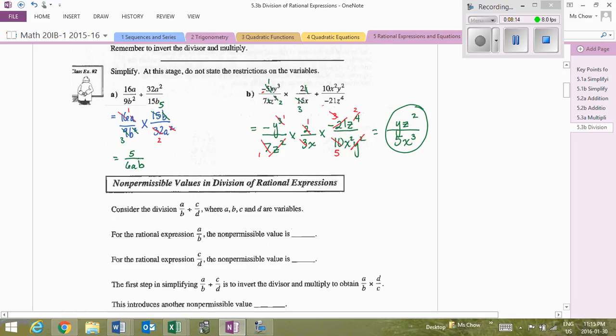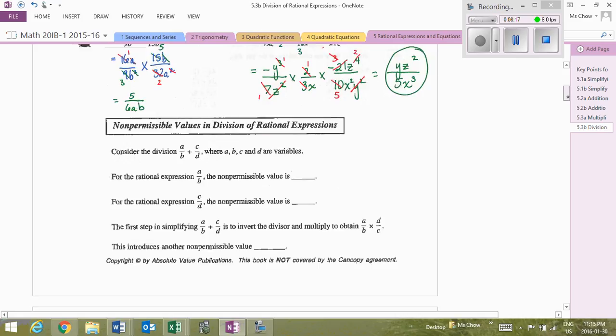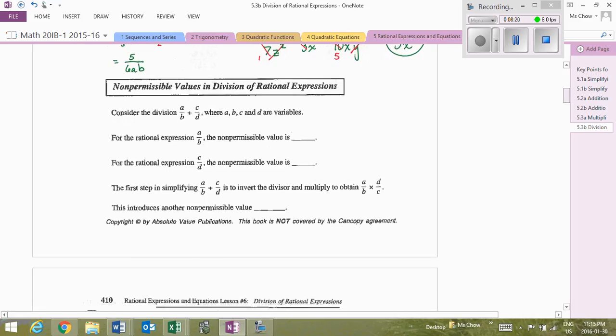So let's take a look at the non-permissible values when it comes to division. So if you take a look at a over b divided by c over d, where a, b, c, and d are obviously variables. So for the first expression, a over b, the non-permissible values, of course, that b cannot equal 0. For the second, our divisor, obviously we're looking at d cannot equal 0. The first step is to invert or reciprocate the divisor, and so then we have d over c. So now all of a sudden your c is also in the denominator, so c cannot equal 0.